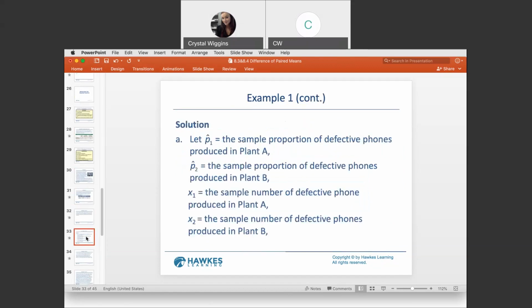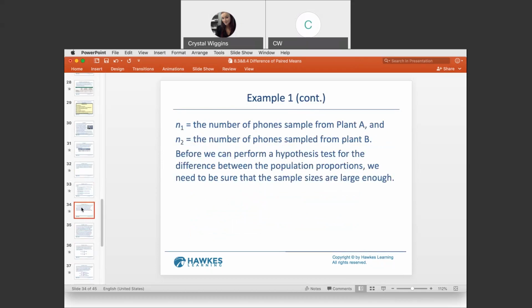So our solution is we're going to let P1 be the plant A proportion and P2 be the plant B proportion of defective phones. And n1 would be the sample size for plant A, and n2 would be the sample size for plant B. Before we can perform a hypothesis test for the difference between population proportions, we need to be sure that the sample sizes are large enough.